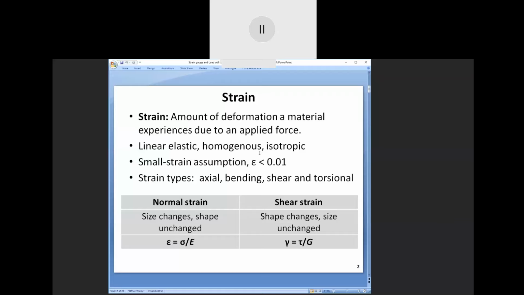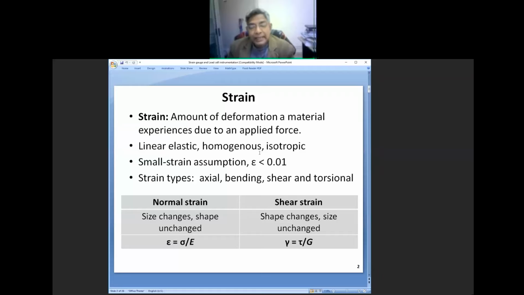Strain is basically an amount of deformation in a material due to applied external load. So the amount of deformation a material experiences, that's called the strain. Remember, there is also one more term that is called displacement. Deformation and displacement, both are different.